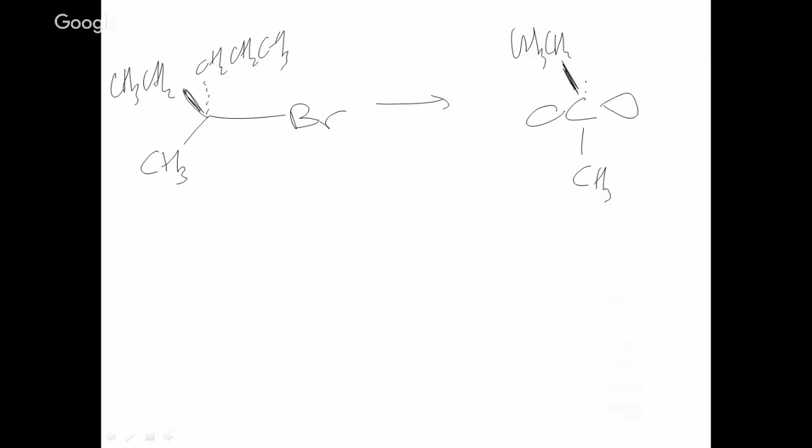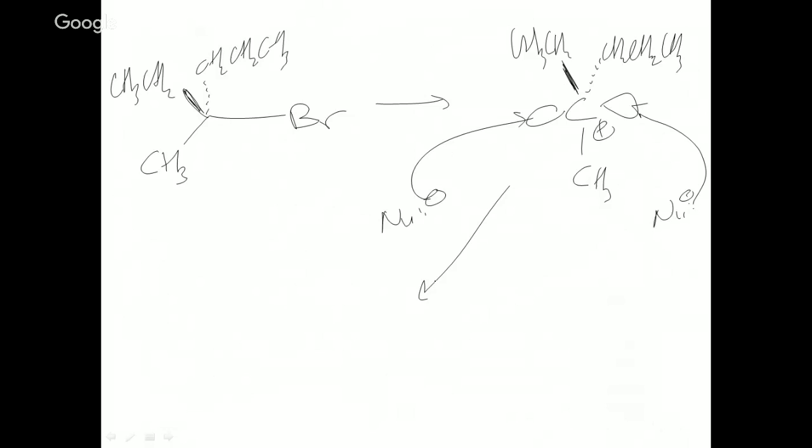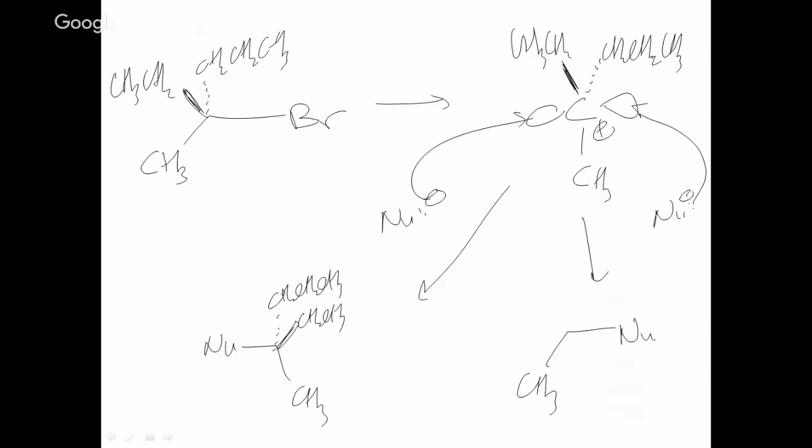Ethyl, propyl. Okay, so you've got this carbocation, and what can happen? The nucleophile can attack from the front or the left, however you want to think about it. It gives two products. Boom, we get the inversion product that looks a lot like an SN2 type product, and we get the retention product, we would call it. So we get retention and inversion.